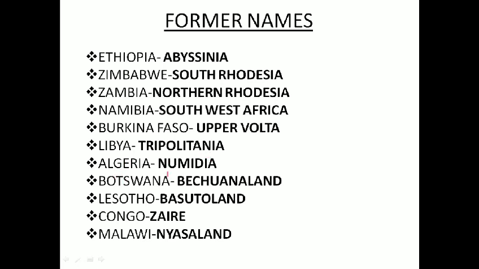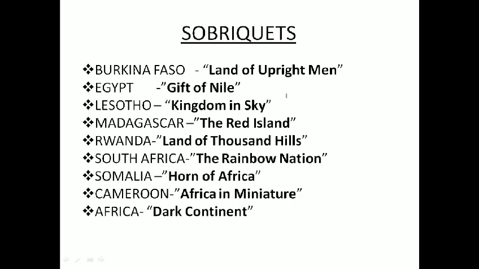So, Algeria, Numidia. For Botswana, former name Bechuana land. Lesotho, Basuto land. Congo, Zaire. For Malawi, Nyasa land. These were former names often asked in general studies papers. Now some sobriquets also make our work easier, and through this also we can remember more countries.